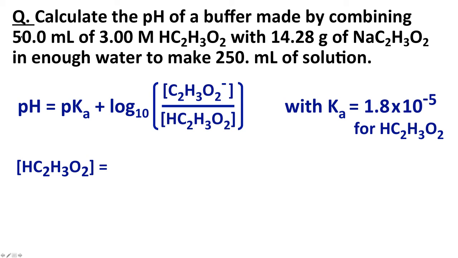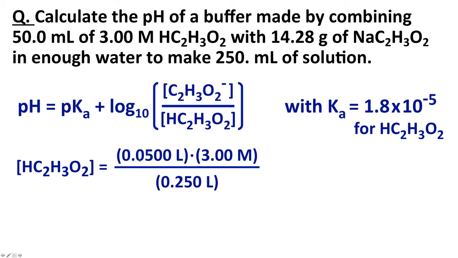And we note that we have 50 milliliters or 0.050 liters of 3 molar acetic acid, which is 3.00 moles per liter. So that product, 0.0500 liters times 3.00 moles per liter, will give us the number of moles of acetic acid. And now it's been diluted into 250 milliliters or 0.25 liters of solution. So that gives us 0.150 moles of actual acetic acid in 0.250 liters of solution, and that works out to be a concentration of 0.600 molar acetic acid.